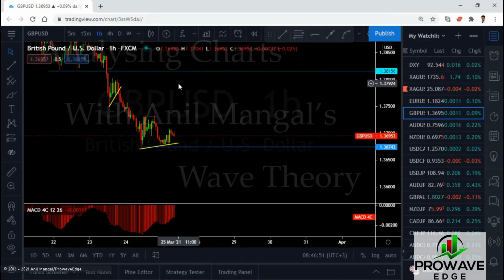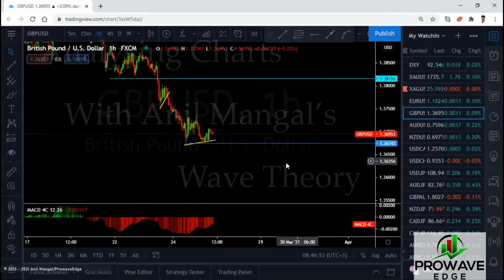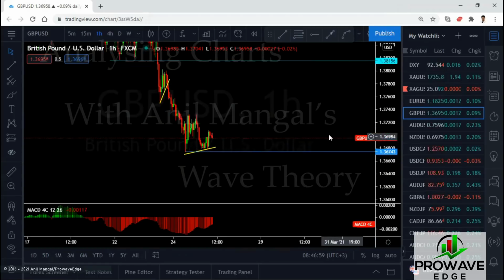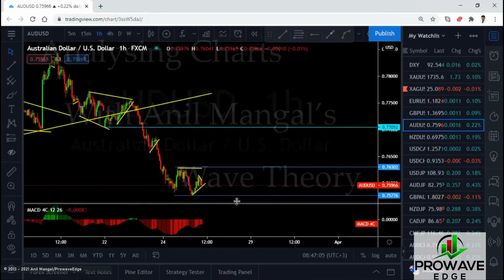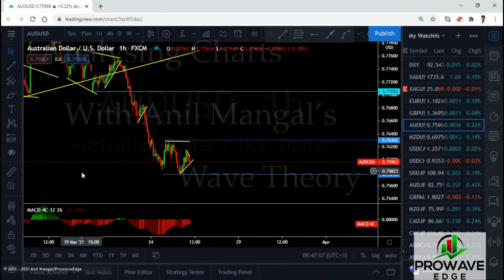Can this be the start of the upside? I doubt it. Structurally, this looks more downside than upside. It doesn't have a reversal point like the euro has. So I think euro might be making a running flat there as well. Aussie, we're looking for a flat pattern and more downside.